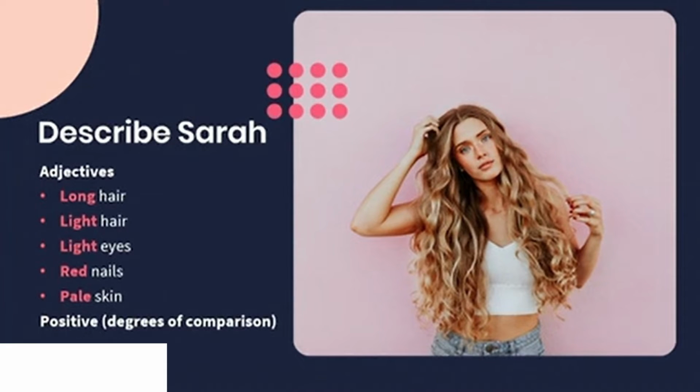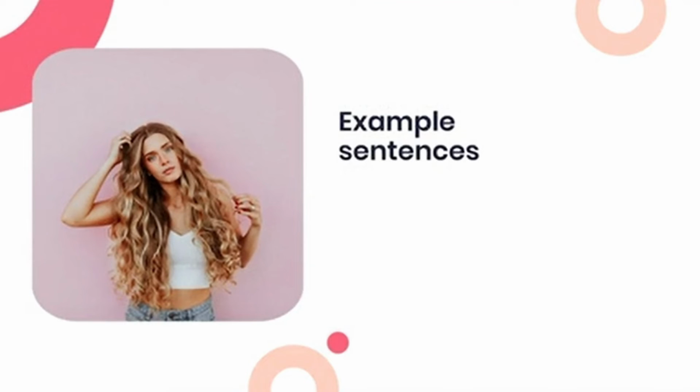Okay, now it's time to make some sentences with these adjectives. How can you make a sentence about Sarah's hair? You can say, Sarah's hair is long and light. That's just one sentence form. There are many, many other ways you can convey the same meaning. Now, how can we make a sentence about Sarah's eyes? Well, we can say, Sarah has light eyes.